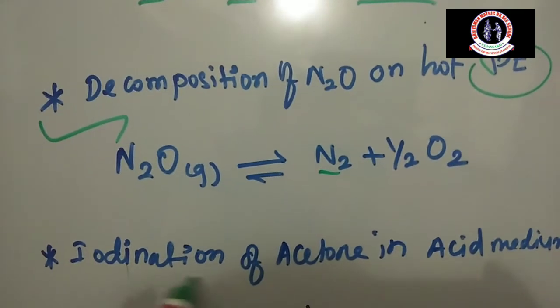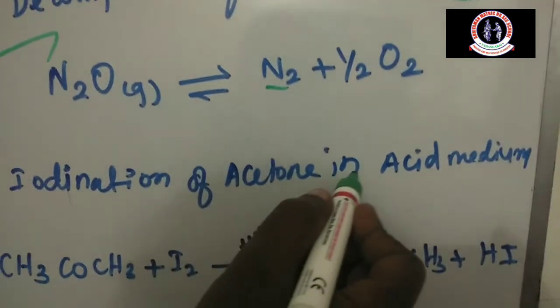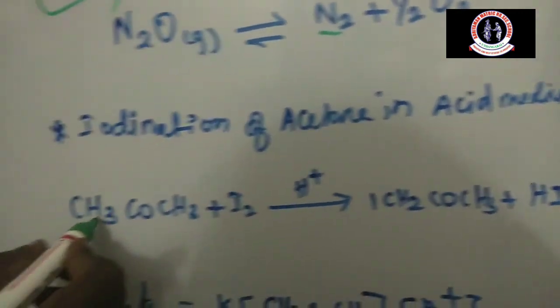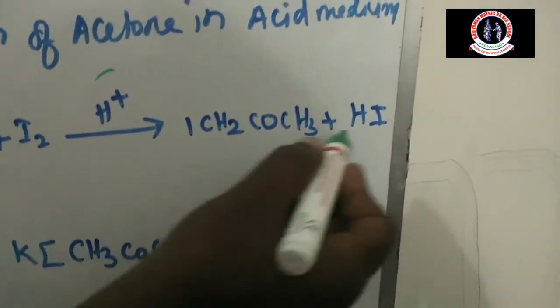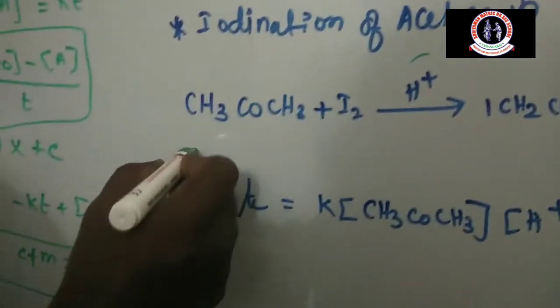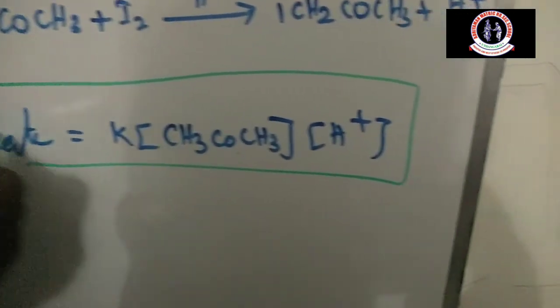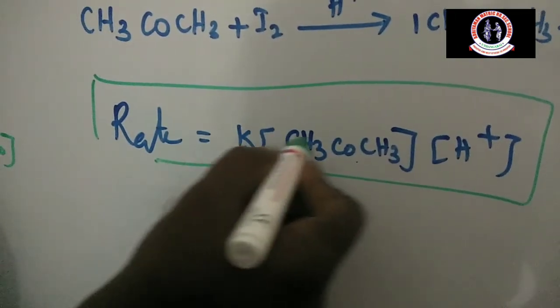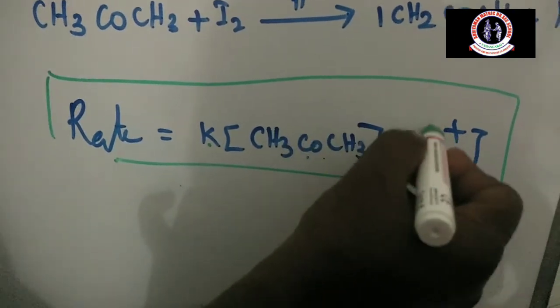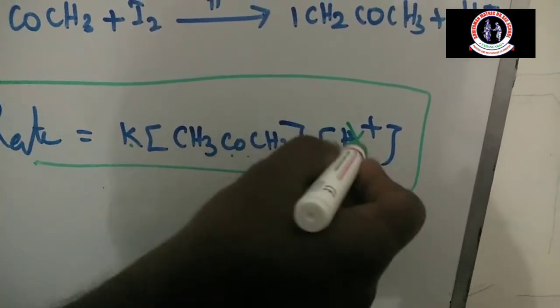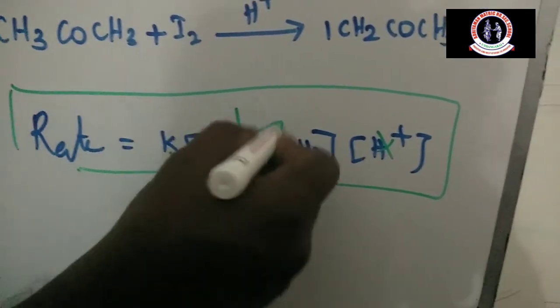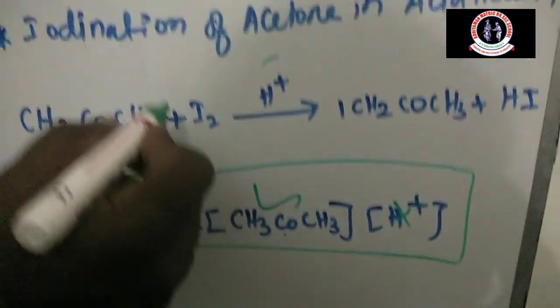Next one, iodination of acetone in acid medium. Acetone treated with iodine in acid medium gives iodoacetone and HI. This reaction follows zero order. Rate is K into acetone only; the excess amount of iodine does not affect the reaction. So this reaction is an example for zero order reaction.